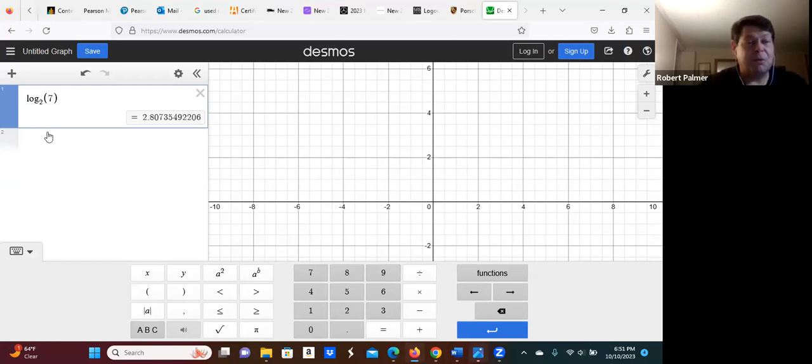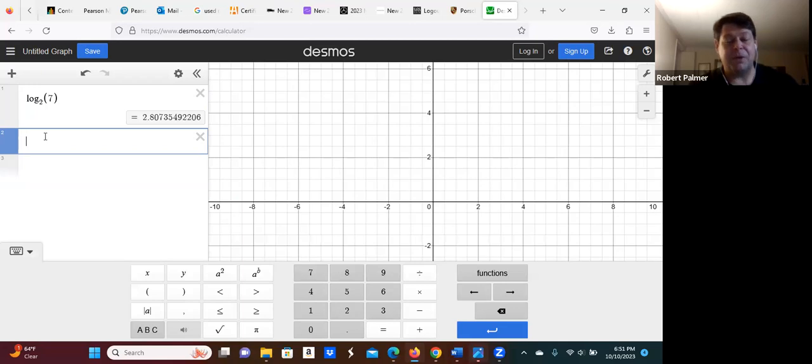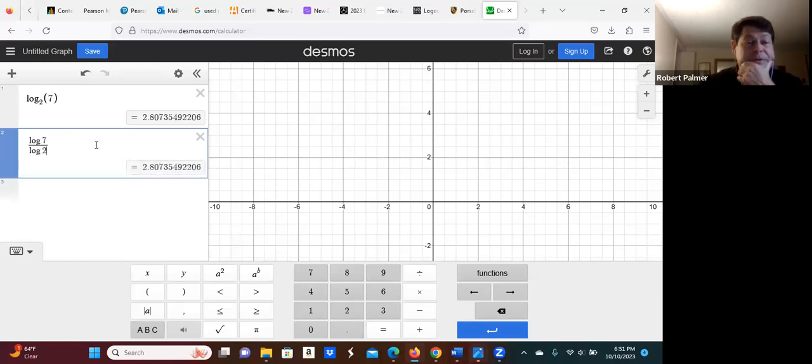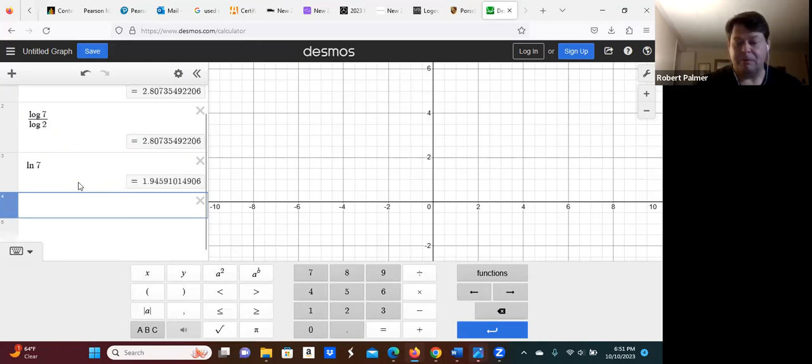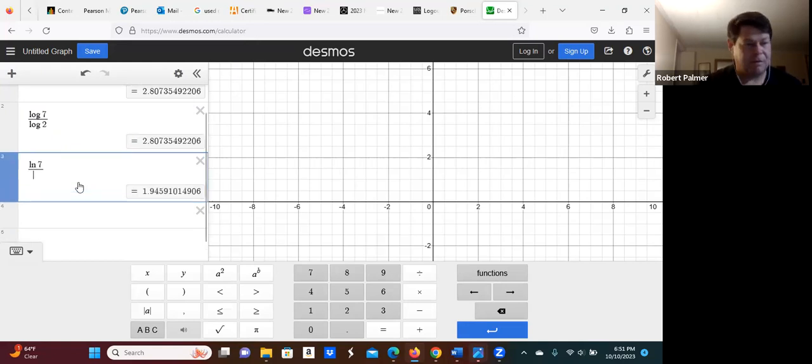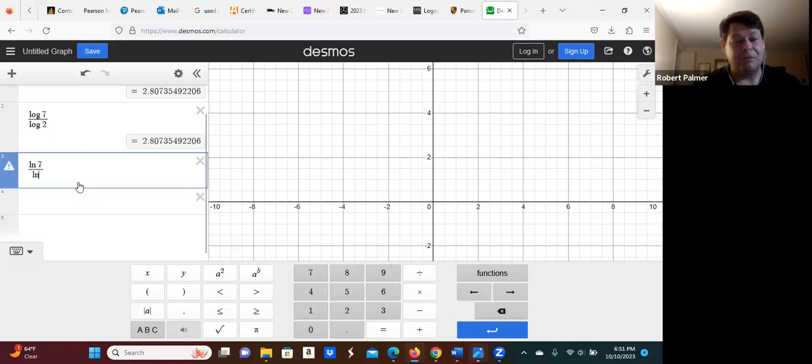Now, let's do what we just said. Here I can do log of 7 divided by log of 2. Notice that's exactly the same. Or if I do natural log, I can do ln of 7 divided by ln of 2. You see, that's also exactly the same thing.